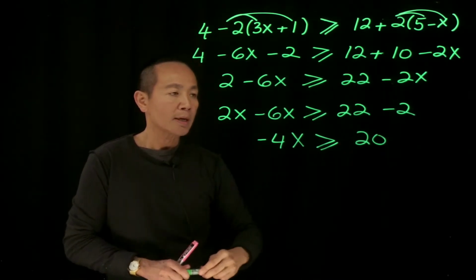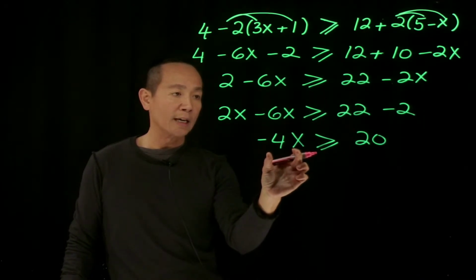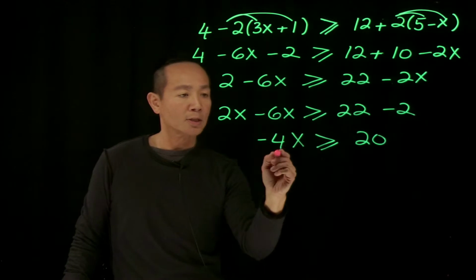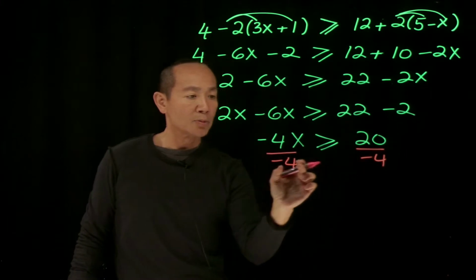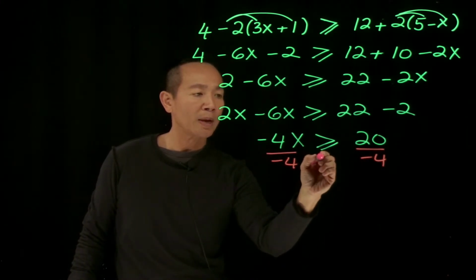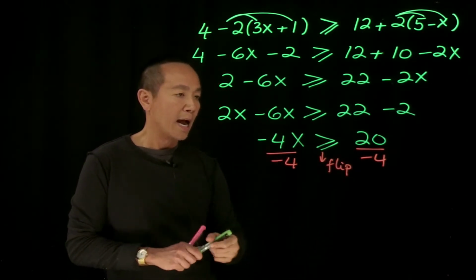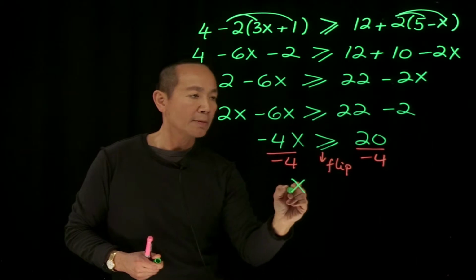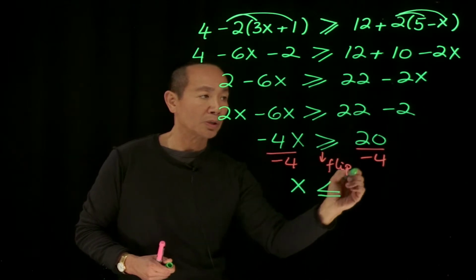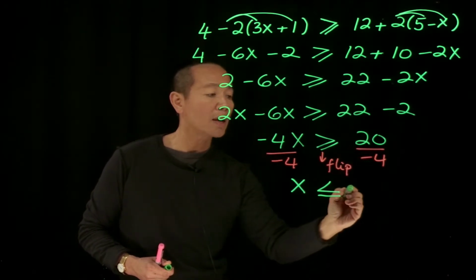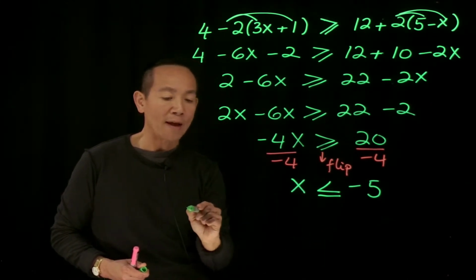And the last step, divide, because -4 is the coefficient of x. So -4 times x. You want to divide both sides by -4. And because we divide by a negative number, we have to flip the inequality sign. So x is now no longer greater than or equal to, it would be less than or equal to 20 divided by -4, -5. And after we solve, we have to graph it on the number line.